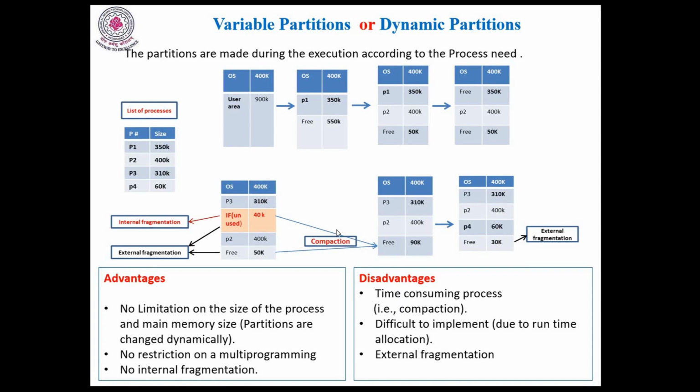No internal fragmentation. You see here, no internal fragmentation because of the compaction method. With the help of the compaction method, we move the unused area to one side and the used area to the other side, so internal fragmentation can be avoided. And disadvantages: a time consuming process. In the compaction method, a lot of shuffling operations are required, so this is a time consuming process.